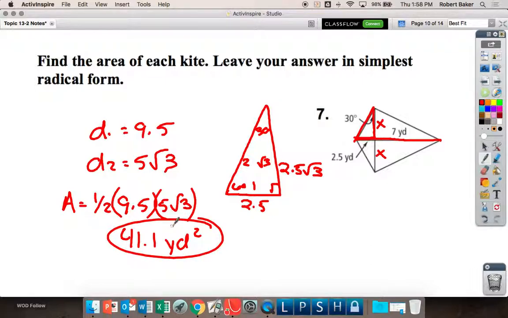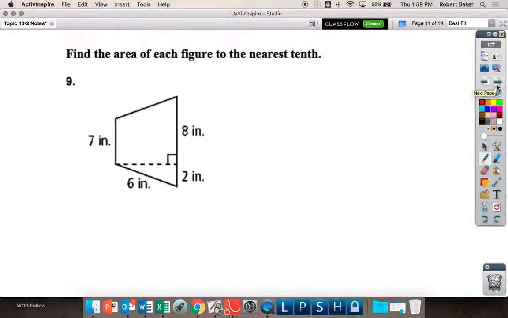Welcome to the last 9 weeks where everything is just plug and chug. Plug and chug. Use the formula, plug in numbers. So a little bit of student input here. Uh-oh. You have to figure out what the shape is and what formula to use.